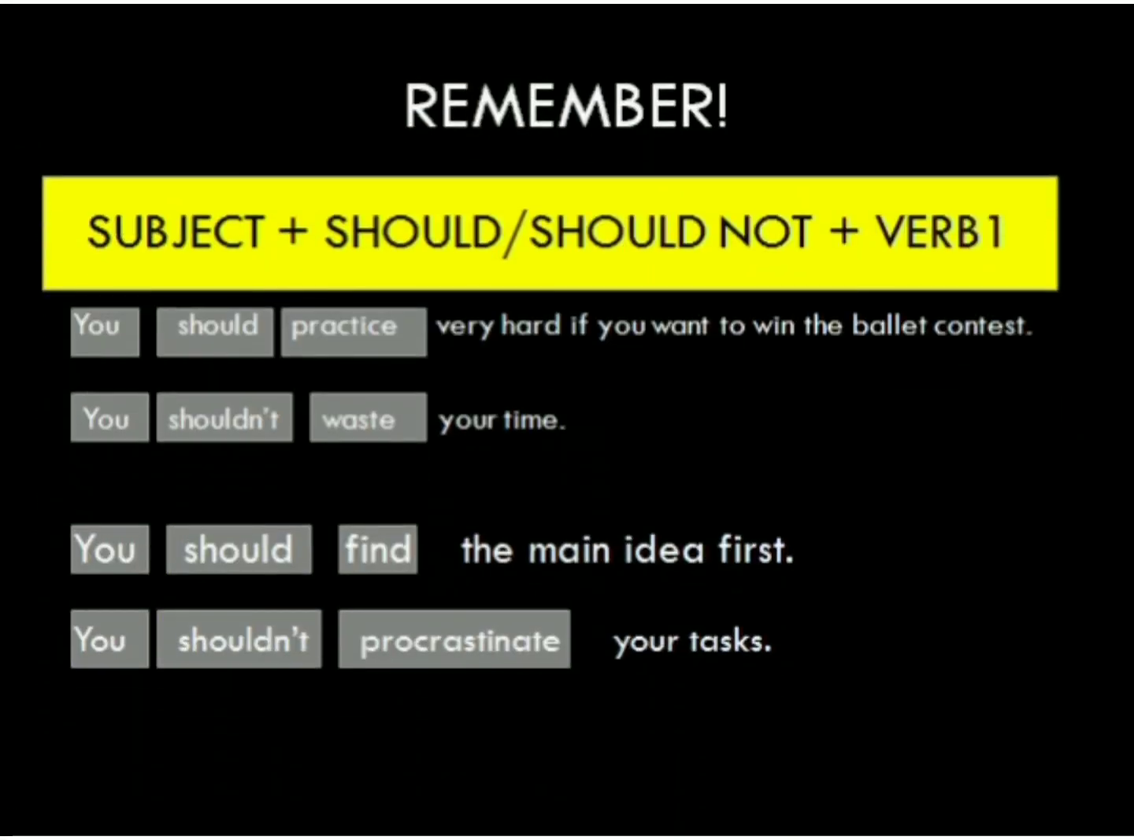Remember, subject plus should or should not plus verb 1. You should practice very hard if you want to win the ballet contest. You shouldn't waste your time. You should find the main idea first. You shouldn't procrastinate your task.